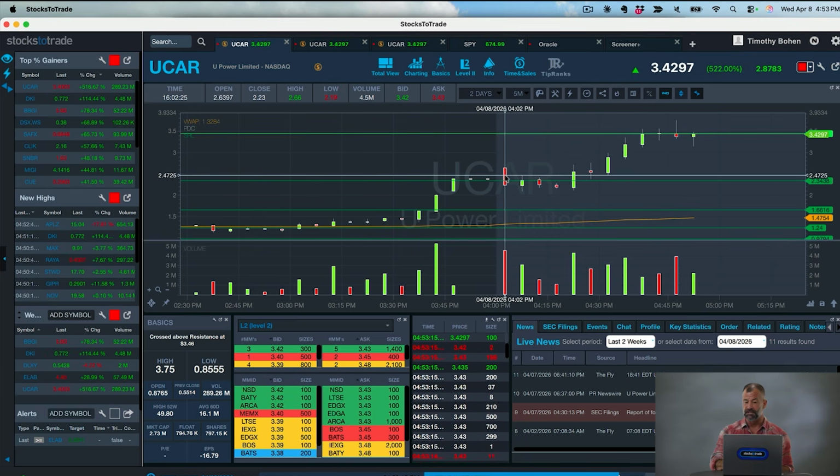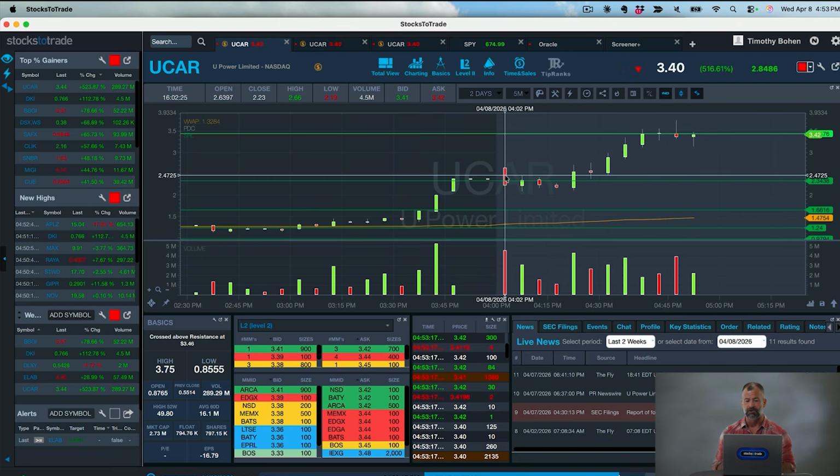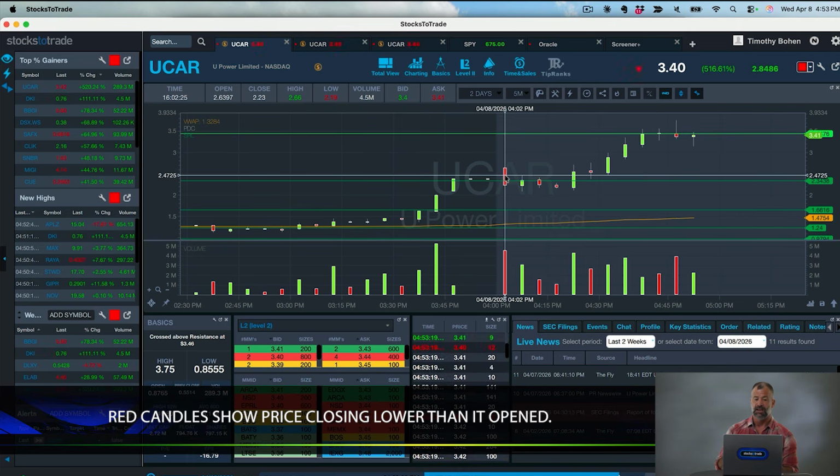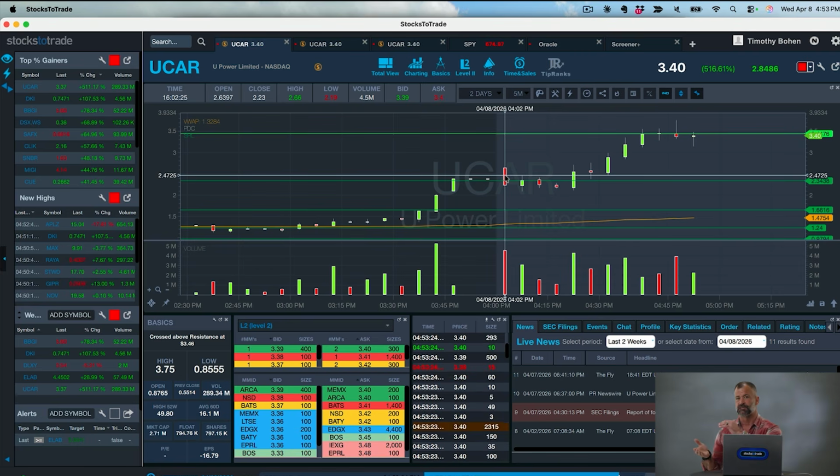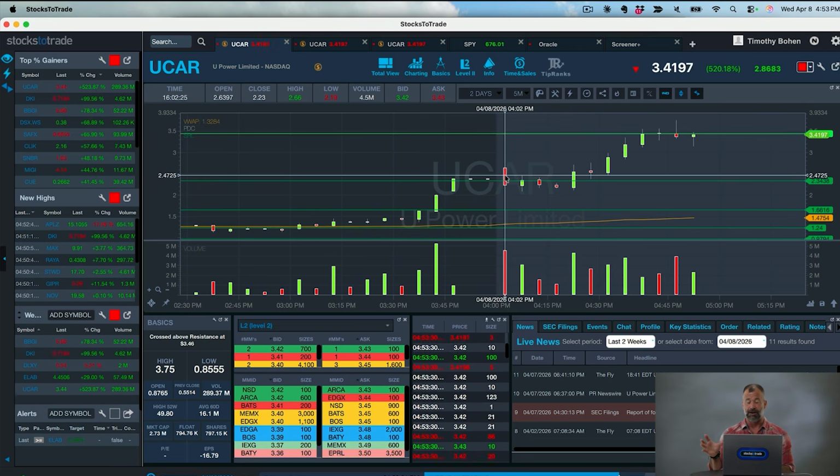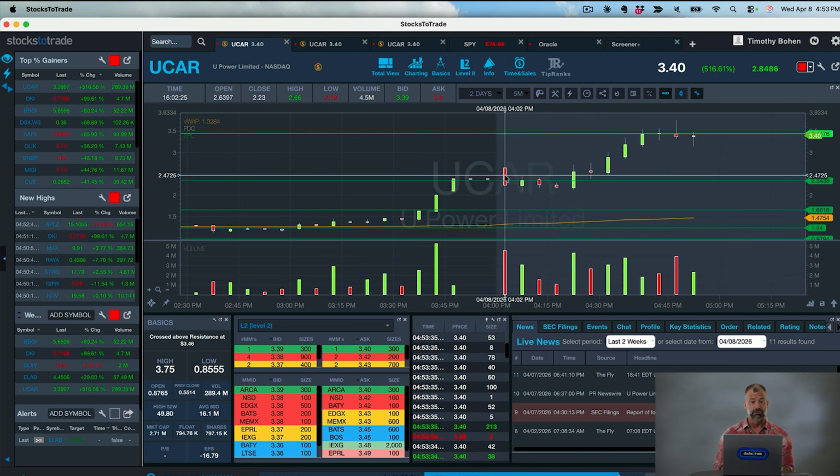Now, if we skip over to this candle in after hours, you'll see it's a red candle, and notice the close is lower than the open. Each candle represents one 5-minute period of time, and you can quickly see what that stock did in that time frame. Was it strong? Was it weak? How high did it go? How low did it go?